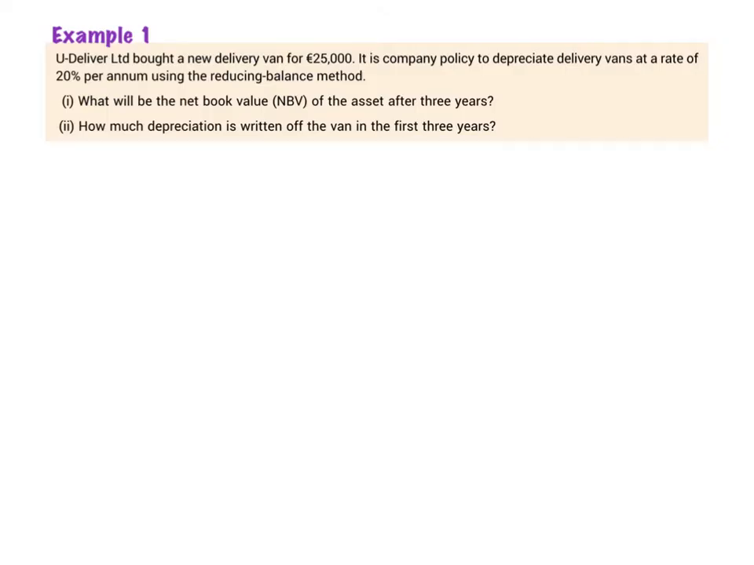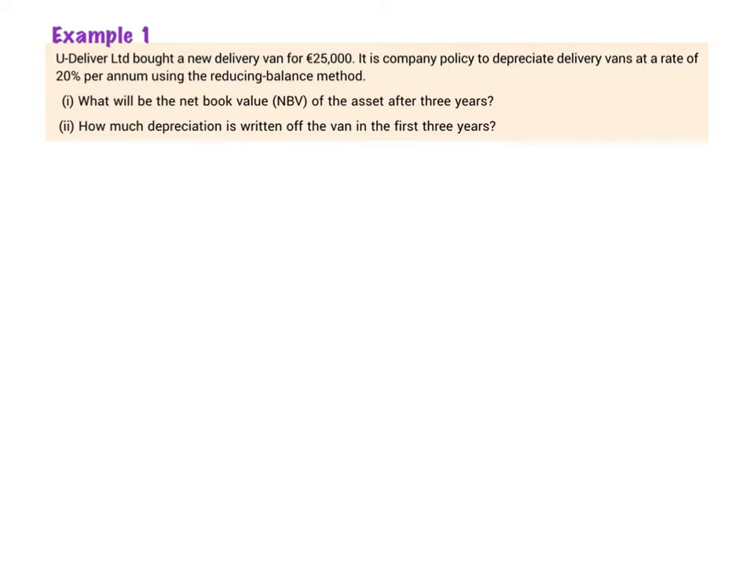We have example 1 here. You Deliver Limited bought a new delivery van. The delivery van cost €25,000. And basically it's the company's policy to depreciate the van at a rate of 20% per annum. So every year that this company owns this van, it's reducing in value by 20%, which is generally the going rate for the depreciation of the asset. So what we're going to look at is, at the end of the 3 years, okay, in part 1, we want to find out what is this van worth to the company at the end of 3 years, okay?